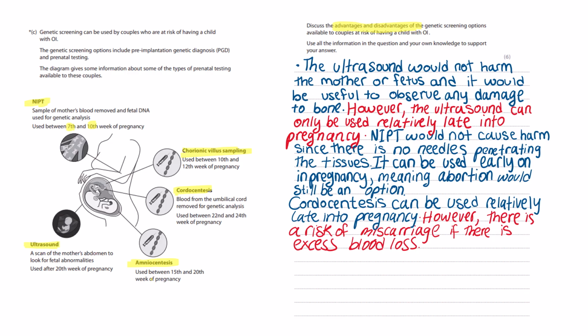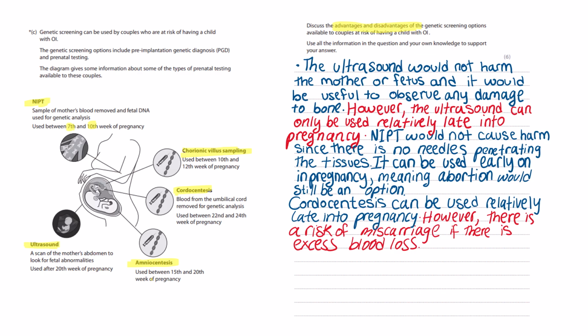Okay, now genetic screening. Sometimes they might ask you about genetic screening, sometimes they might not. But it's always important that you have a general idea of the different types of genetic screenings and their pros and cons. Okay, so genetic screening can be used by couples who are at risk of having a child with OI. The genetic screening options include pre-implantation genetic diagnosis (PGD) and prenatal testing. The diagram gives some information about some of the types of prenatal testing available to these couples.